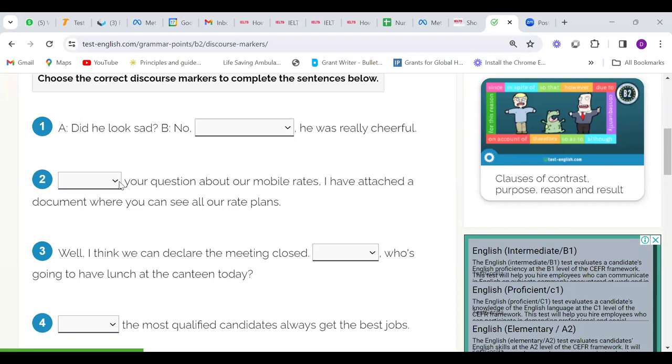What do you think the discourse marker will be? Is it whereas, regarding, as far as? Type the correct answers in the chat. Type in full.